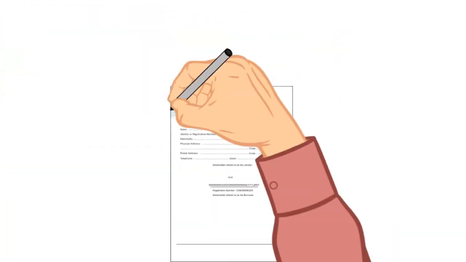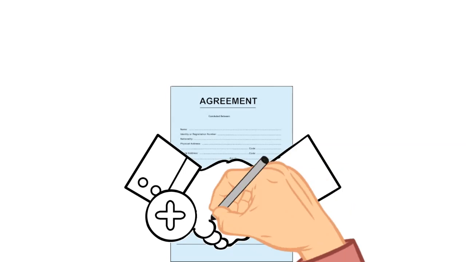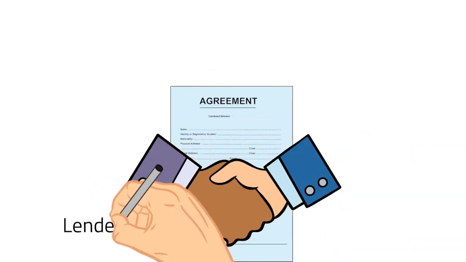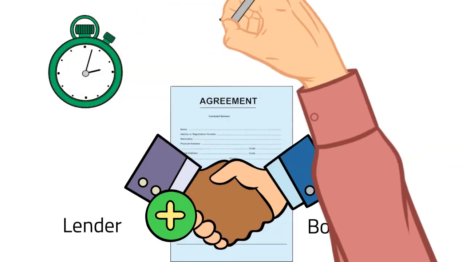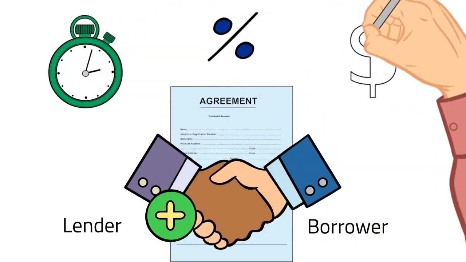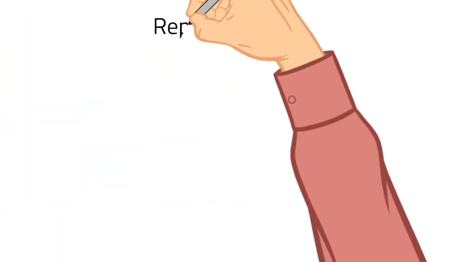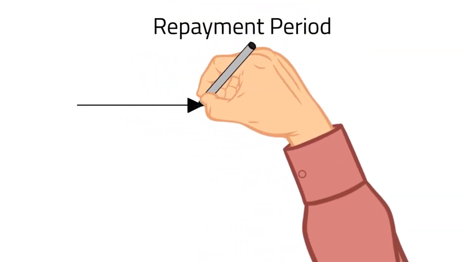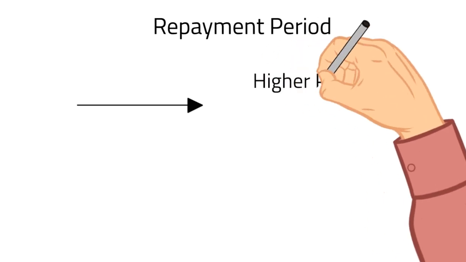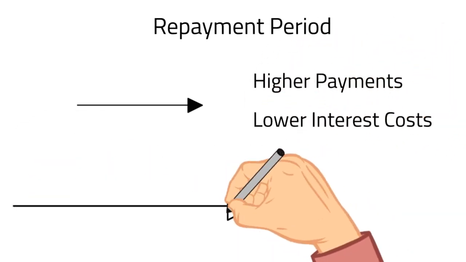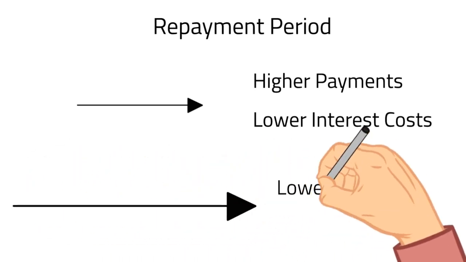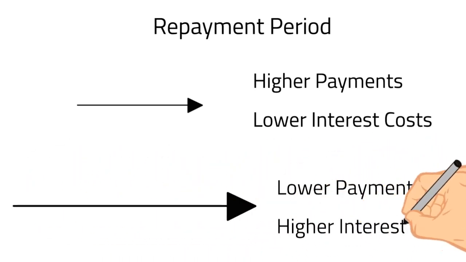Now let's talk about loan terms. Loan terms refer to the contractual agreement between the lender and the borrower. Usually these terms include the repayment period, the interest rate, and any additional loan fees. The repayment period outlines the schedule for you to pay back the loan. A shorter repayment period usually means higher monthly payments but lower overall interest paid when compared to a longer repayment period, which often results in lower monthly payments but higher overall interest paid.